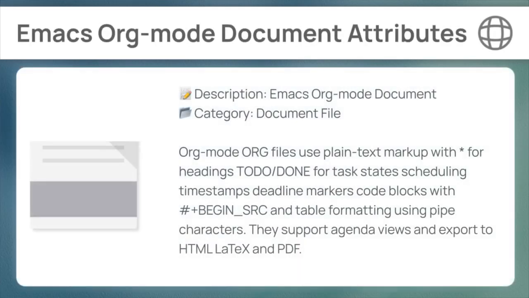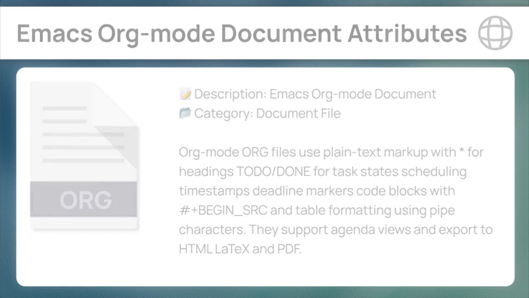Org-mode, ORG, files use plaintext markup with asterisks for headings, TODO and DONE for task states, scheduling timestamps, deadline markers, code blocks with BEGIN_SRC and END_SRC, and table formatting using pipe characters. They support agenda views and export to HTML, LaTeX, and PDF.